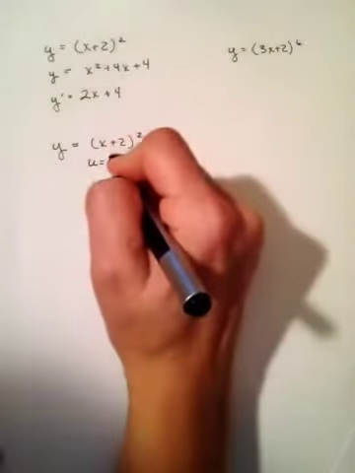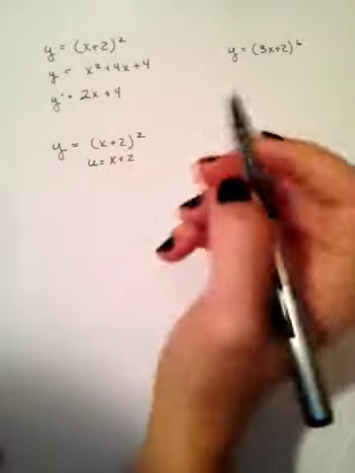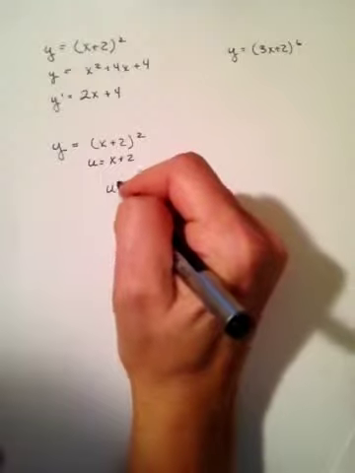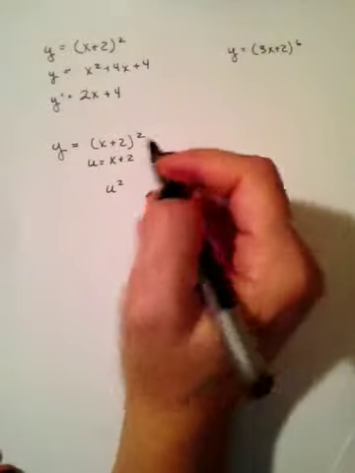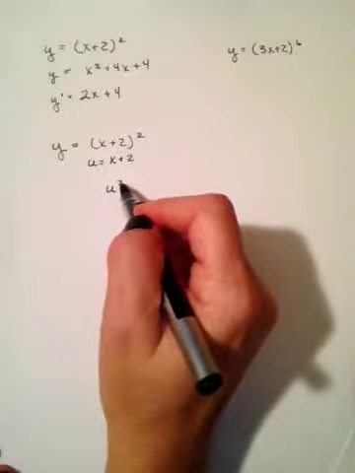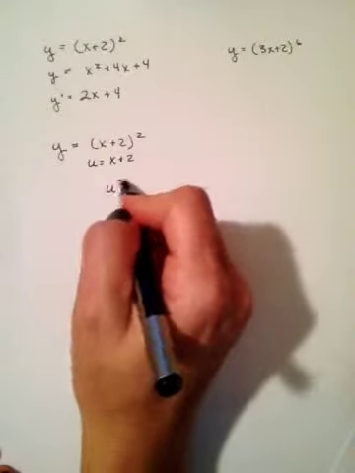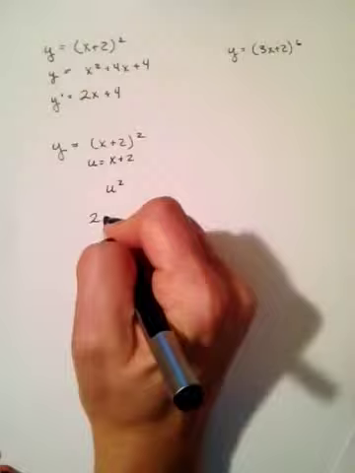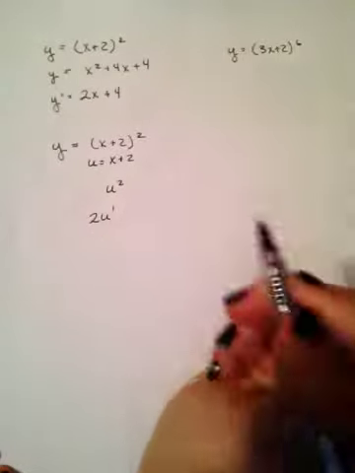So u equals x plus 2. And that turns my function into y equals u squared. So now I just have one variable to a power, and I can use the power rule, I think. So I'm going to multiply down, subtract 1, and that is 2u to the first.